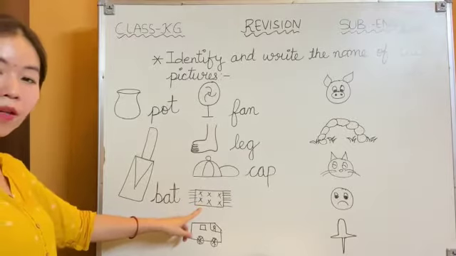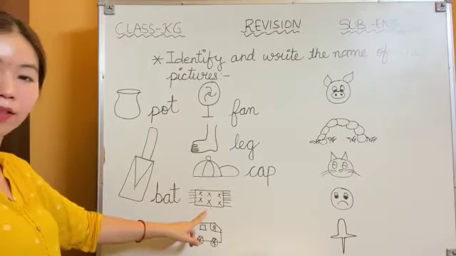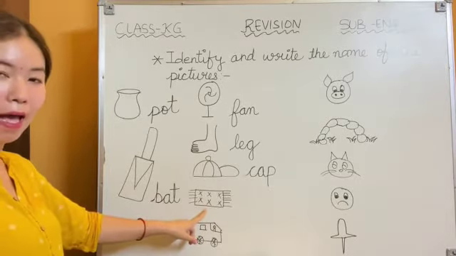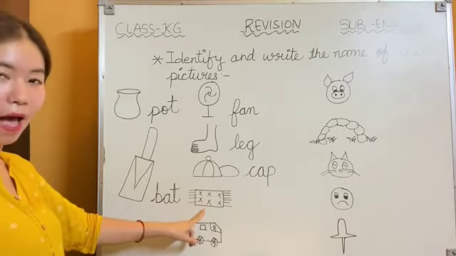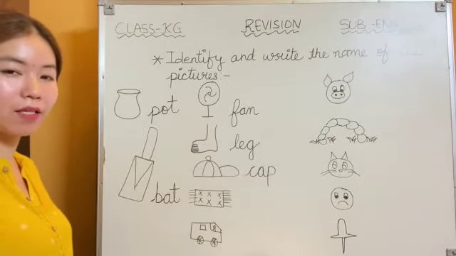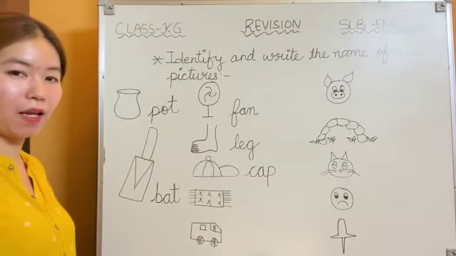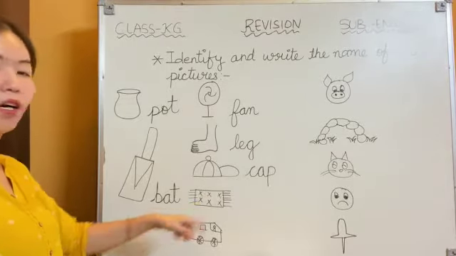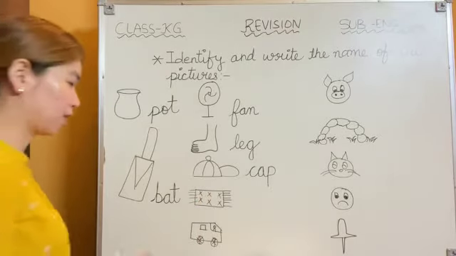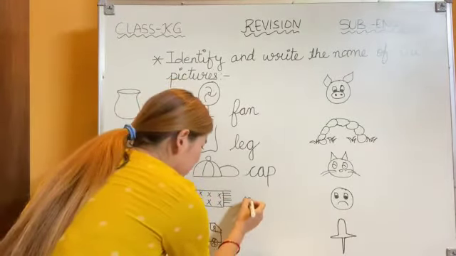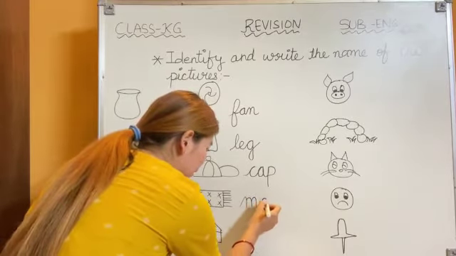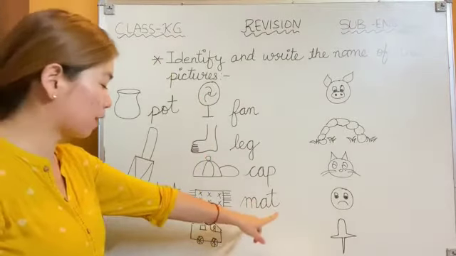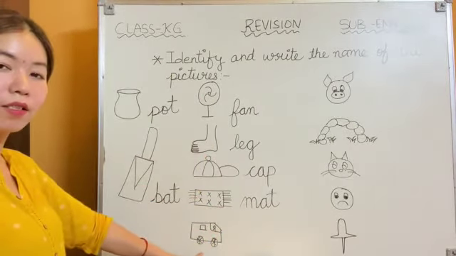Now look at this picture. Identify the picture. What is this? See, children. Yes, mat. What is the spelling of mat? M-A-T, mat. So here we will write the spelling of mat. M-A-T, mat.